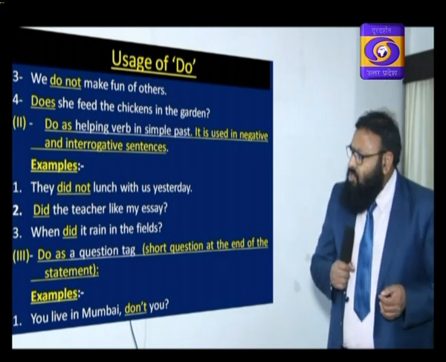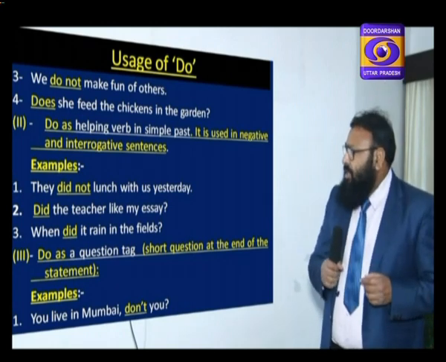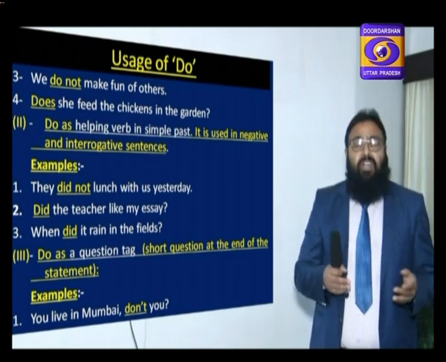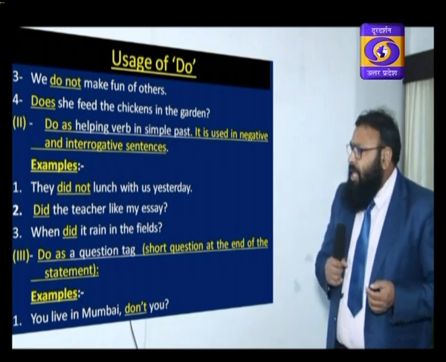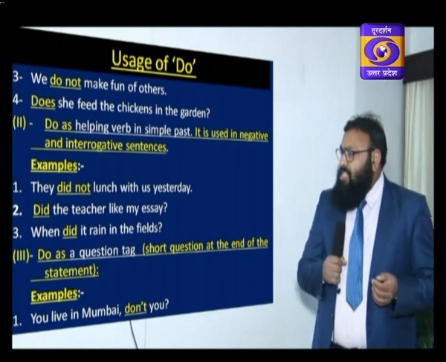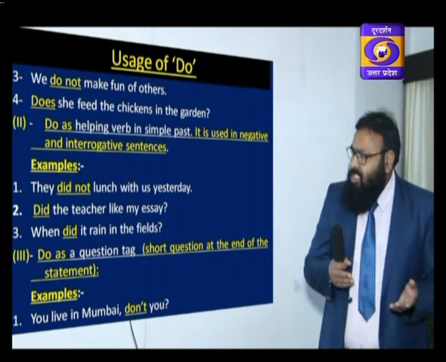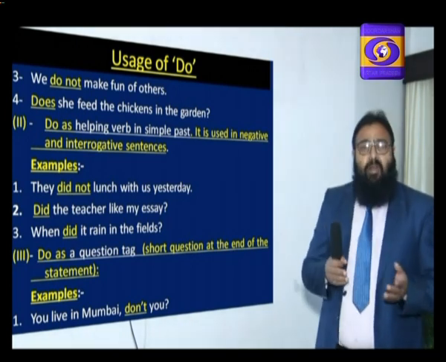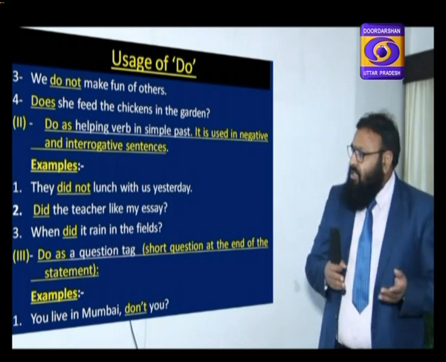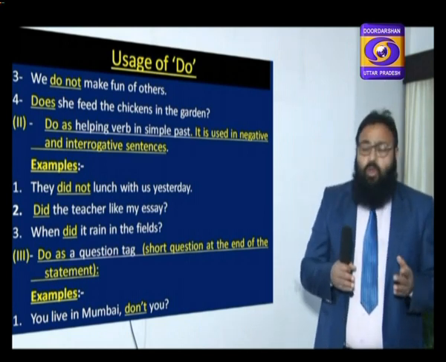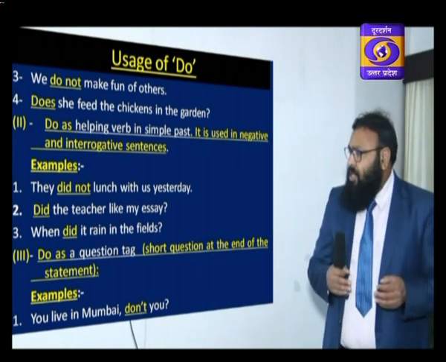Now the second usage of do as a helping verb is in the simple past. It is used in negative and interrogative sentences. It is not used in affirmative sentences. Examples are: they did not lunch with us yesterday. Now did not is helping us to identify that the process of lunching took place in the past and it was in the negative.